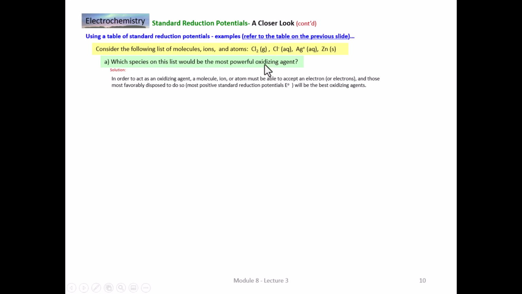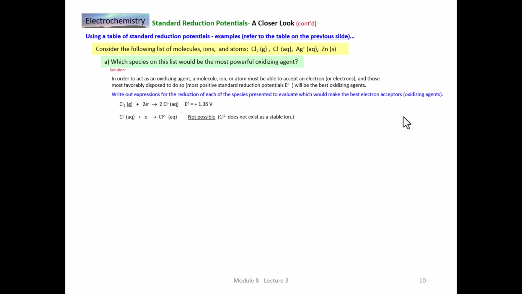So what we're looking at is which one of these would be the best electron acceptor on the list, because that would be the most powerful oxidizing agent, the most able to remove electrons from other reagents. Well, what we're going to do is write out expressions for the reduction of each of these and evaluate which would make the best electron acceptors or oxidizing agents. So I write out the reduction of chlorine to chloride, and if you refer to the table on the previous slide, the standard reduction potential for this, you could read right off the table, is plus 1.36 volts.